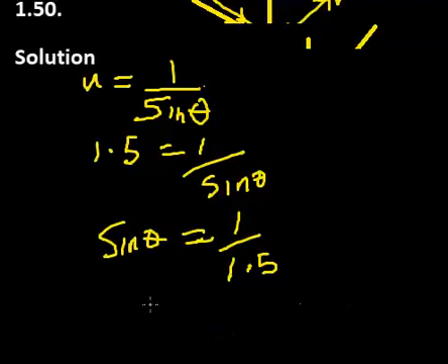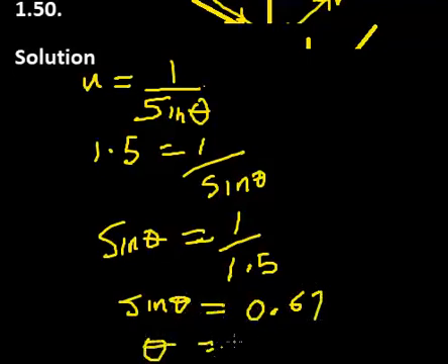If I do 1 all over 1.5, I have 0.667. So sine theta is 0.67. So theta now is going to be equal to sine inverse of 0.67. So how do you do sine inverse? You just do shift, shift sine inverse, right? Cool. Do we have that here?